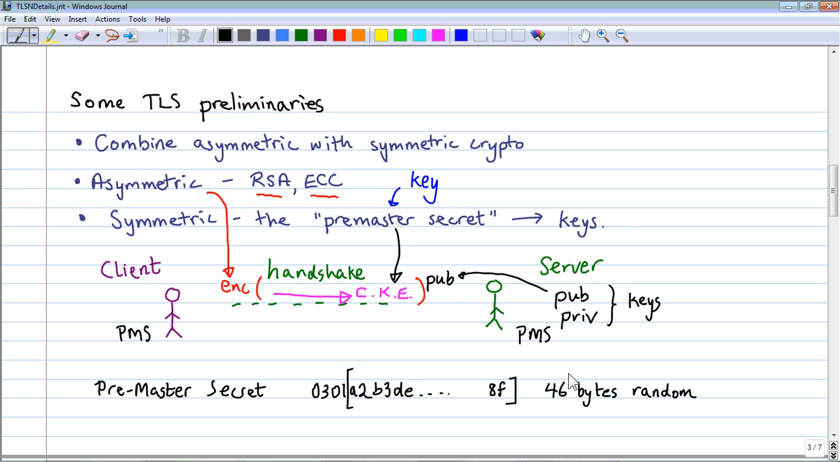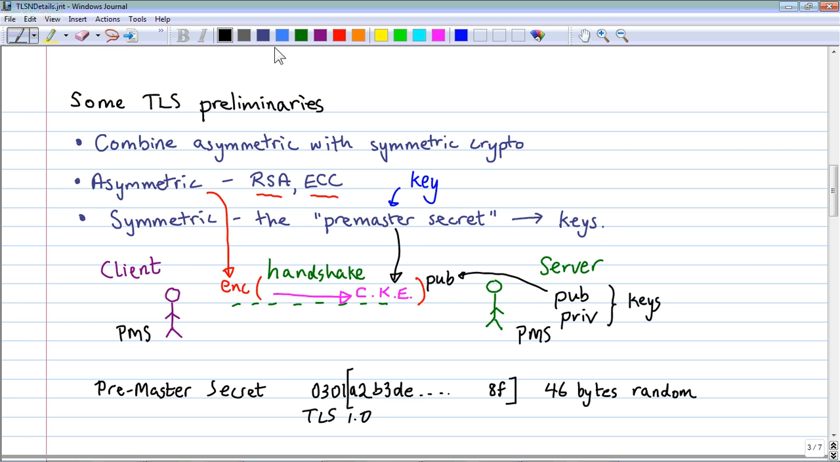Now, what is this pre-master secret? Obviously it's like a password. It's a secret set of information. The exact format you've probably already noticed is at the bottom here. It's basically 46 bytes of random information, a random number, so I've written an example in hex here, and there's a version bytes at the start. 0301 means TLS 1.0.